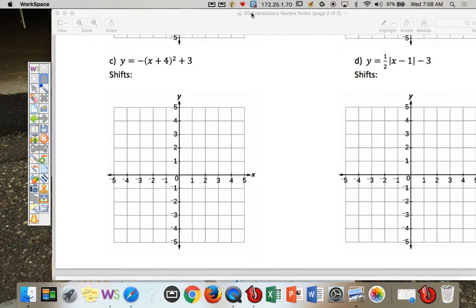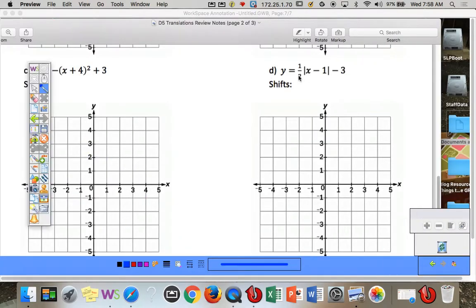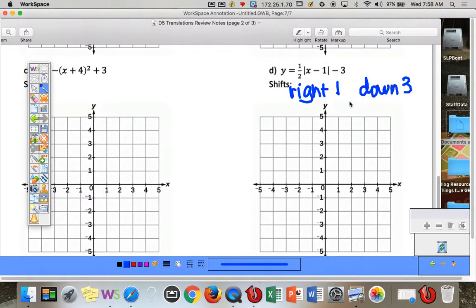I'm going to give myself more room here. So right 1 is the -1 here. The -3 means down 3. And then we're going to say our slope is 1/2. So right 1, down 3, 1, 2, 3. There's the vertex. Slope is 1/2. It means you go up 1/2, up 1/2. And you can see that this one's going to be wider than the original function.